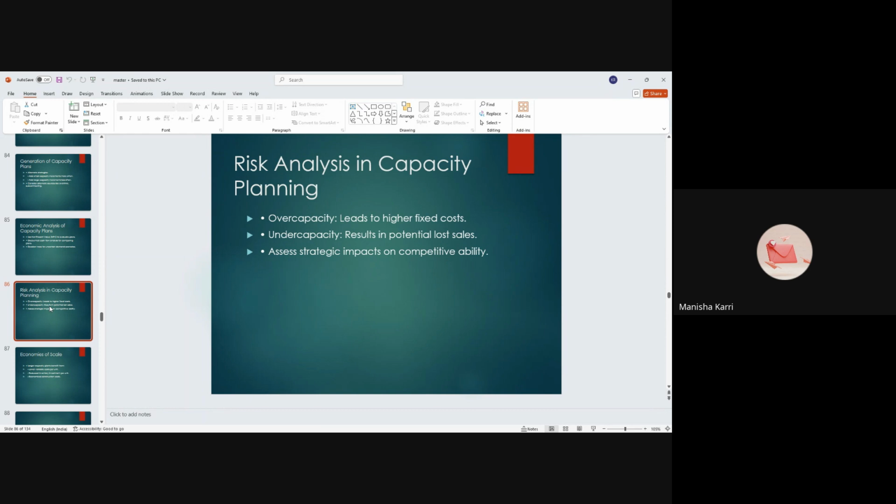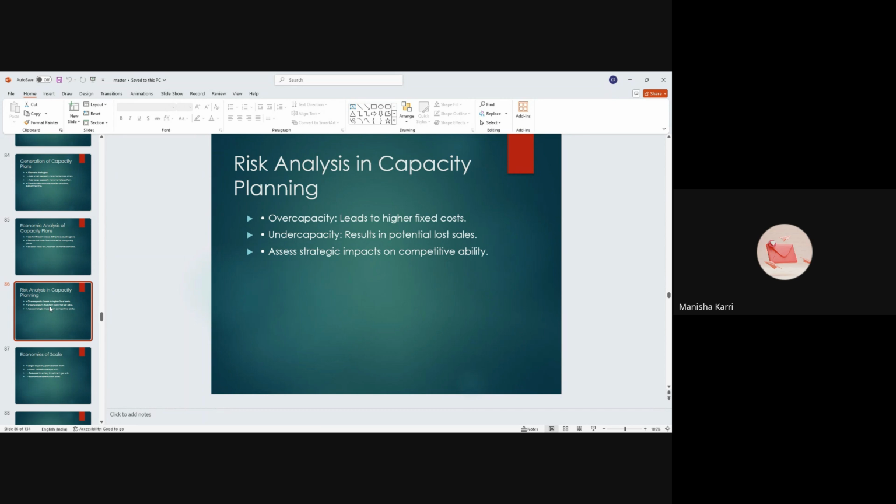For example, suppose you take a bakery that has only one oven and demand for its pastries doubles. Without enough oven space, the bakery can't bake fast enough to meet the demand, isn't it? So, leading to stockouts, customers may go to the competitor's bakery instead. Automatically, it will result in lost sales and the potential loss of customer loyalty. This is nothing but undercapacity.